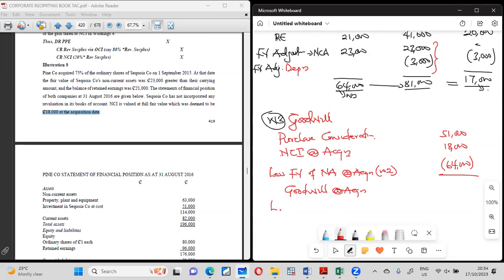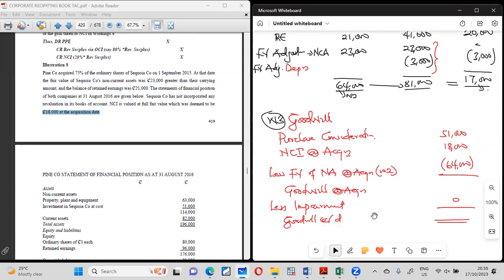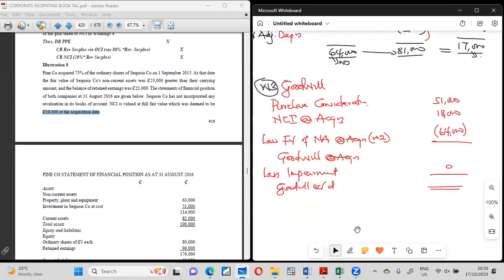So you less impairment. I don't think there was impairment in this question. There wasn't impairment, so impairment will be 0. Therefore, the same thing will be our goodwill carried down. All right. So what is the figure for our goodwill? It's 5,000. Okay. So 5,000.